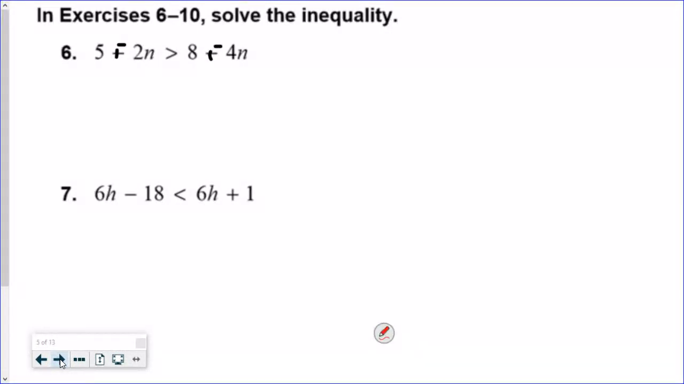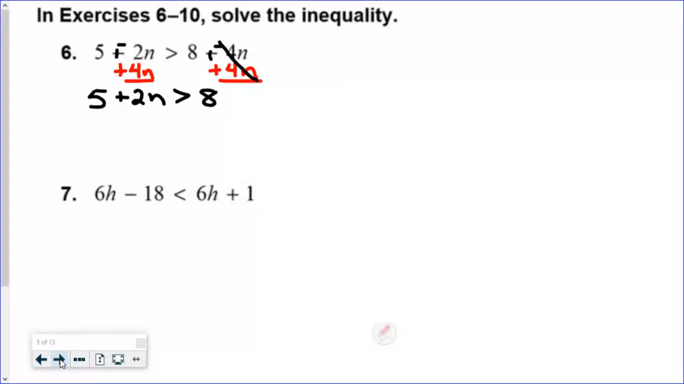Okay, so first I'm going to combine n's. I'm going to add 4n because that lessens my chances of having to divide by a negative at the end, which gets a little messy. Okay, that's gone. So we have 5 plus 2n is greater than 8.